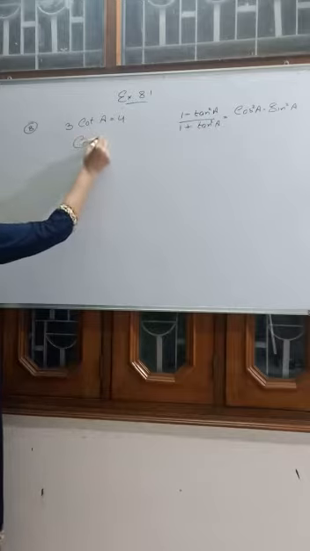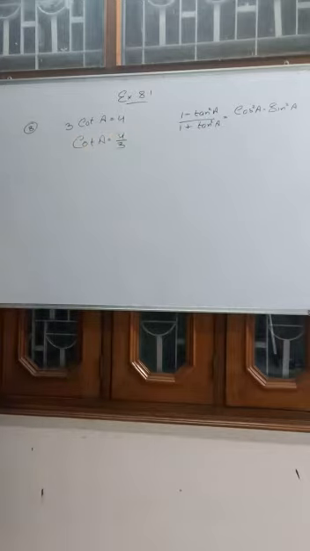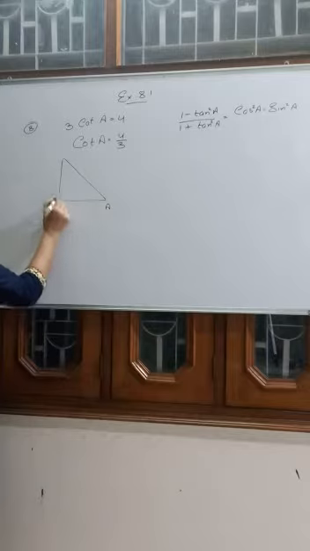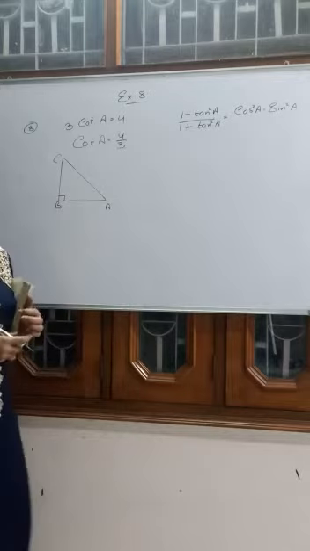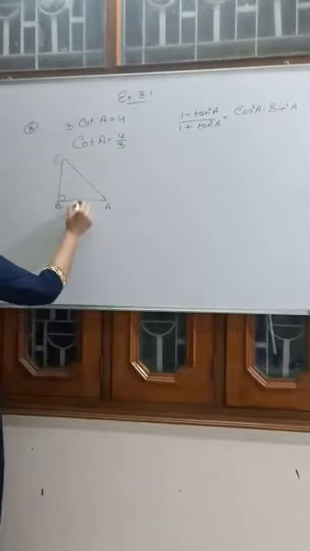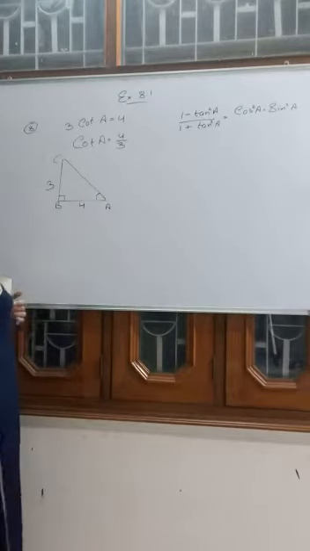3 cot A equals 4. What will be the value of cot A? 4 by 3. Draw a diagram. Let this be A. It is a right angle triangle with right angle at B. Cot A is 4 by 3. What is cot A? Adjacent side upon opposite side. AB will be 4 and BC will be 3.